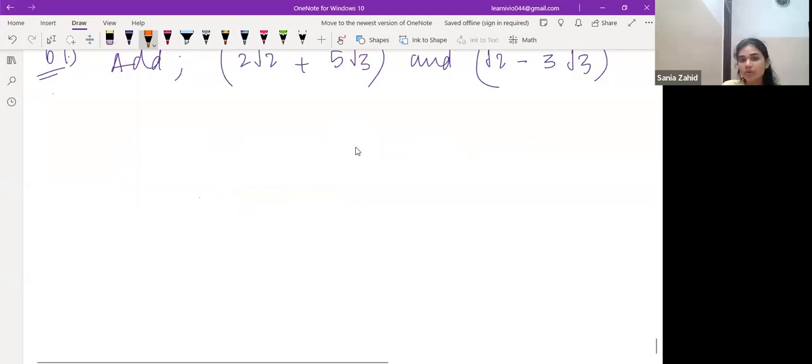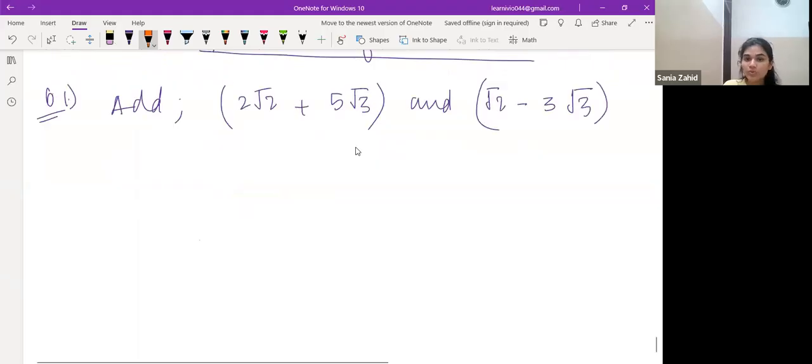So look here. First of all, you open this bracket. You are adding them. So I will write 2 root 2 plus 5 root 3 plus root 2 and minus 3 root 3. Right? I opened it.